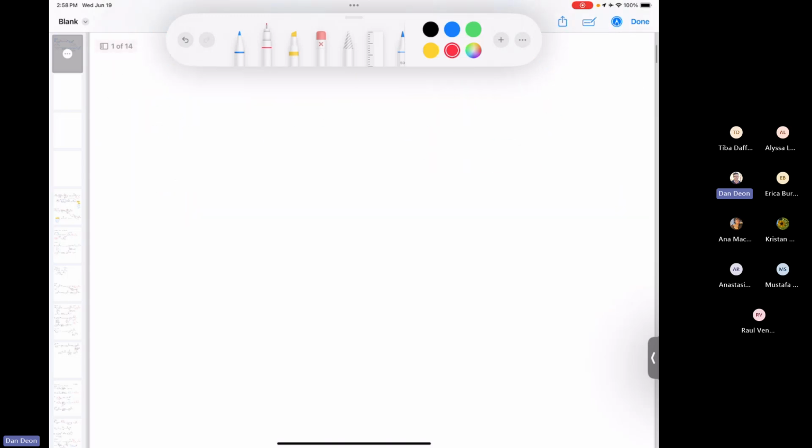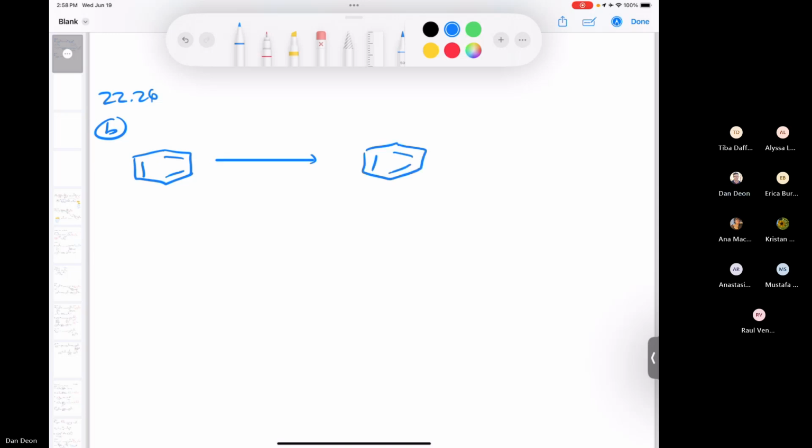Okay, let's take a look at B. So this is 22.26B, and in this one, our starting material is just plain old benzene. So if we're starting with just some benzene, and then we want to make this phenol. So we have 1, 2, 3 carbons. So we have 3-propyl phenol. So we want to put in a propyl group. And a propyl group is an ortho-para-director. And phenol, or the hydroxyl, is an ortho-para-director as well.